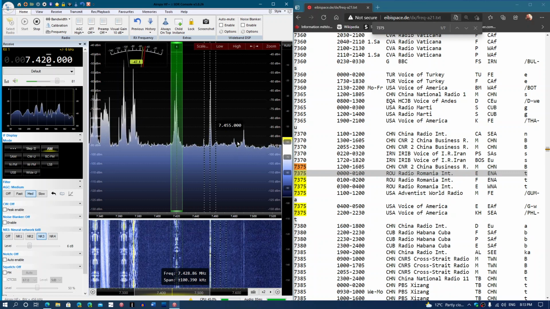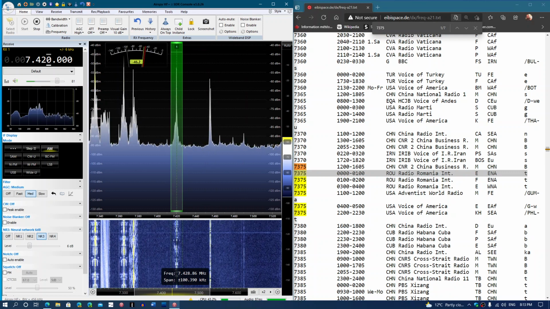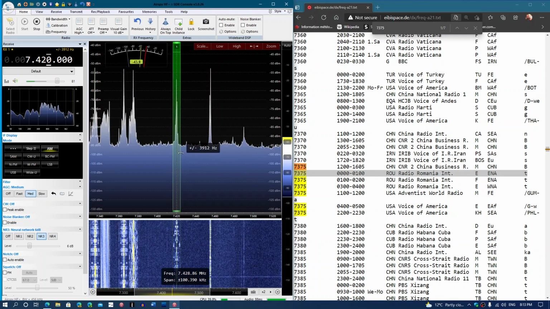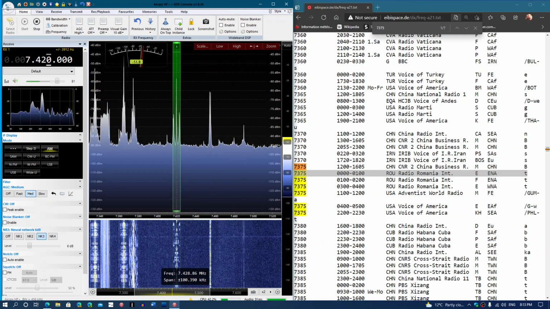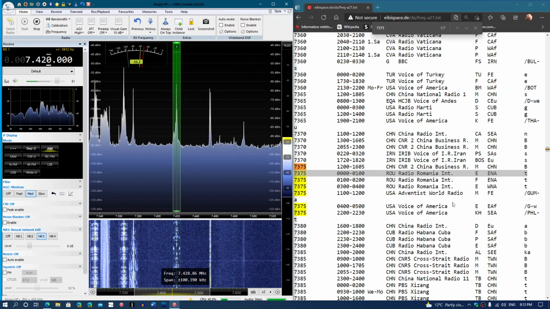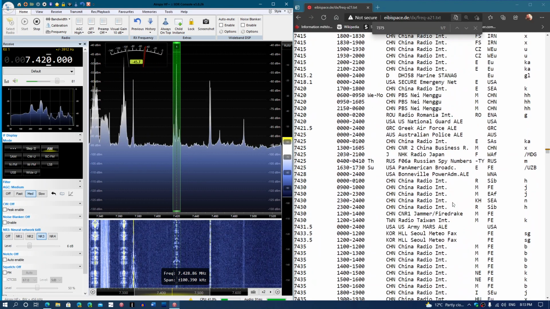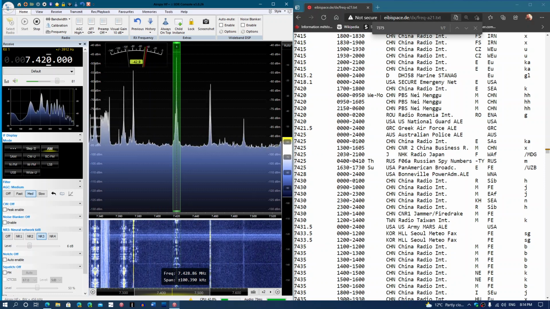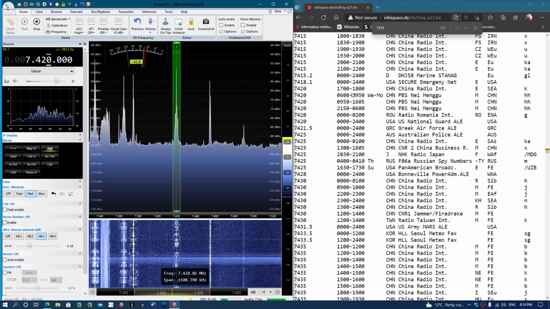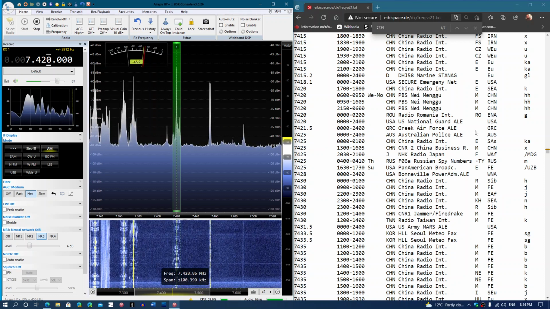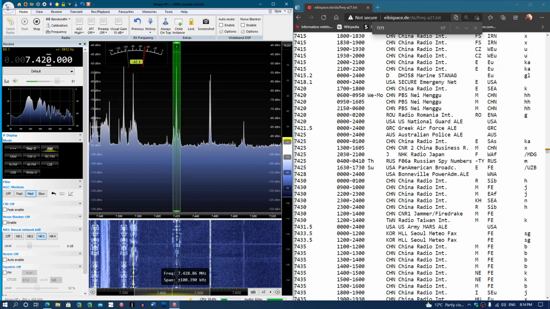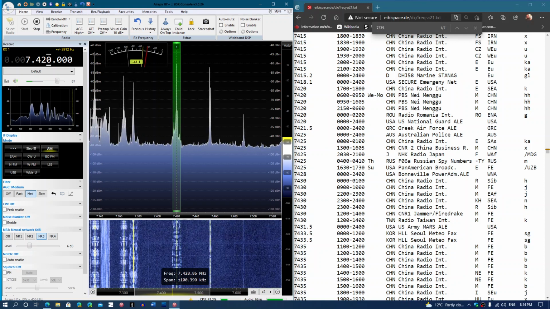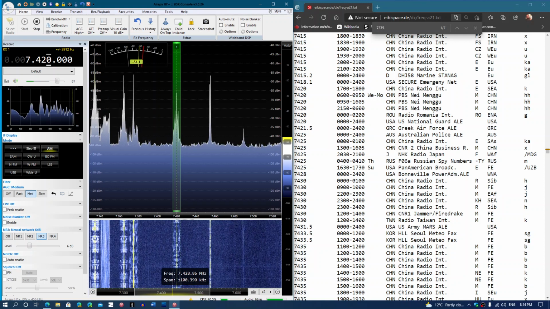I'm not really sure what that is, or what language it is. But we're going to see what's on 7420 at this time, 0 to 01 UT or whatever. So there are a few things in here. It's not the U.S. National Guard AL. AL is a digital mode, that's for sure. What else do we have?